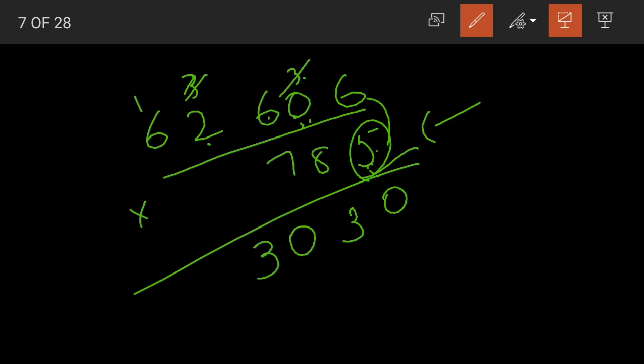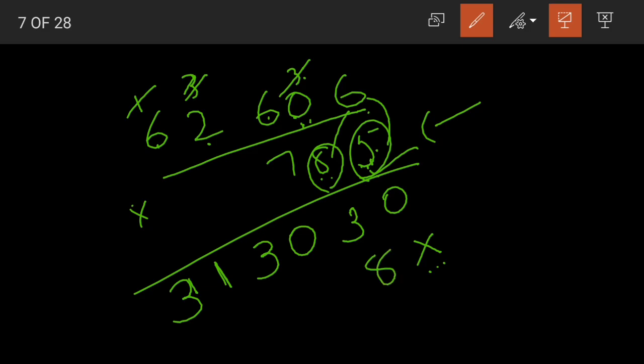1 will be carried. 5 6s are 30. 30 plus 1 becomes 31. My bad, sorry. So this was 5 into all the digits. Now the next digit is 8. Now before multiplying the next digit with the given number, we should put a cross mark here. We should leave a place, right? Yes. Now coming to the 8. 8 6s are, what is 8 6s?